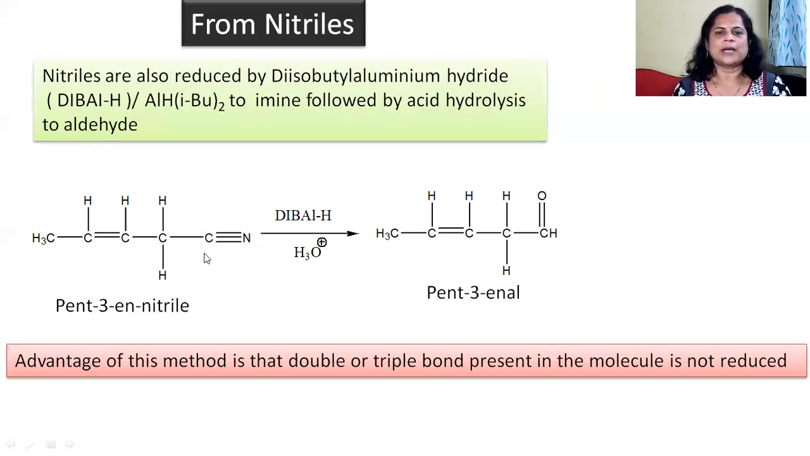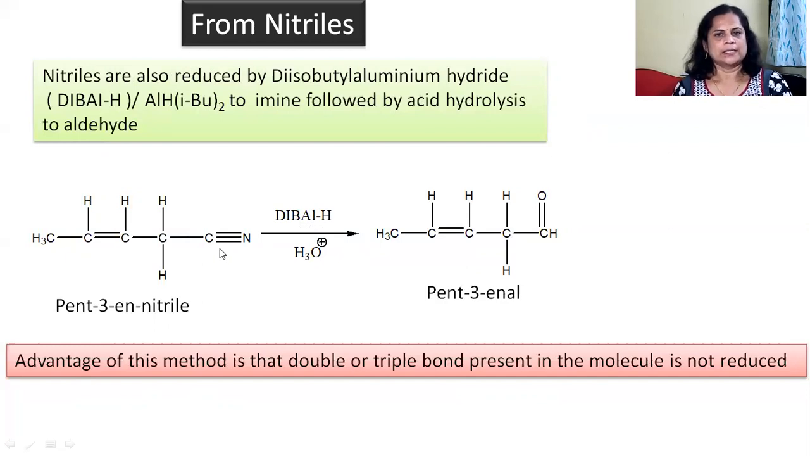They are reduced by using diisobutyl aluminum hydride. Remember the name of that reagent we are using here, diisobutyl aluminum hydride, DIBAL-H. And these are used to reduce these nitriles which contain a double bond in their structure, that double bond, and also they have the triple bond in their nitrile.